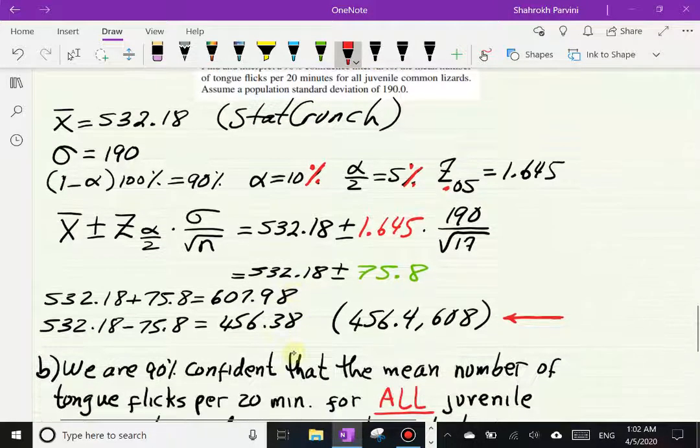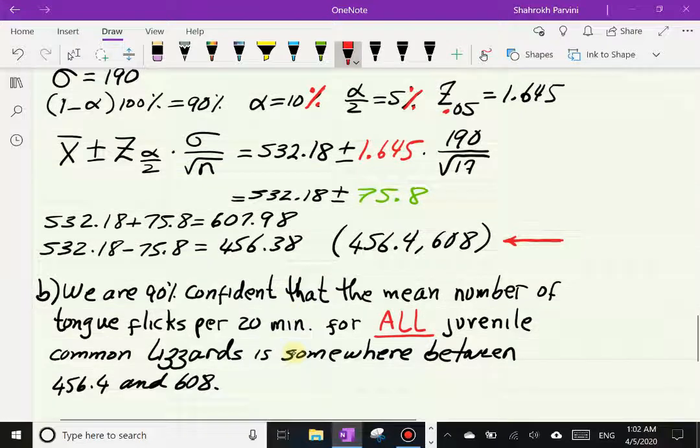So how do we interpret this? I've written the interpretation in part B of that. I have it. He doesn't have part A, part B. I just put part B, the interpretation. We can say that we are 90% confident the mean number of tongue flicks per 20 minutes for all. Again, notice, folks, that's why I have it in red, and now I'm highlighting it. This is what makes it inferential. We are inferring to all juvenile common lizards.